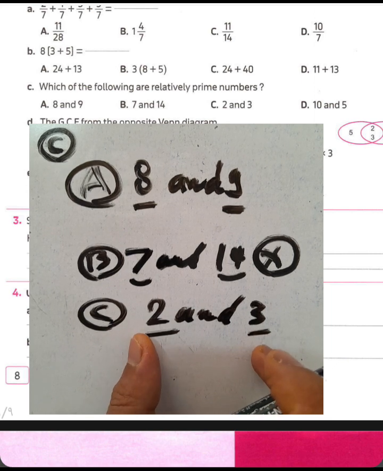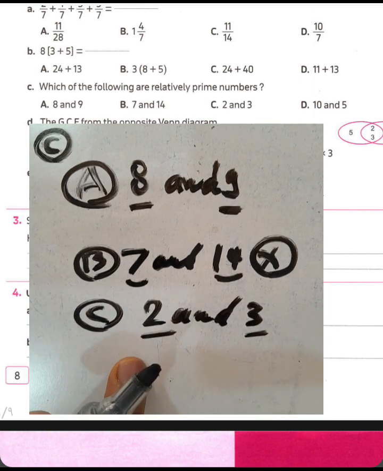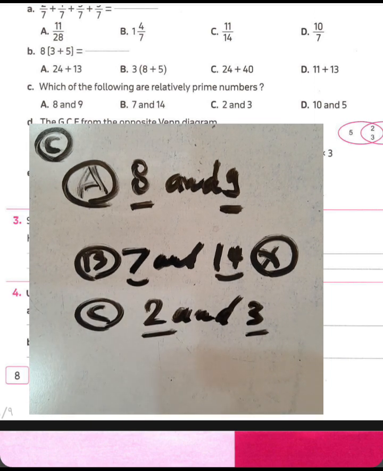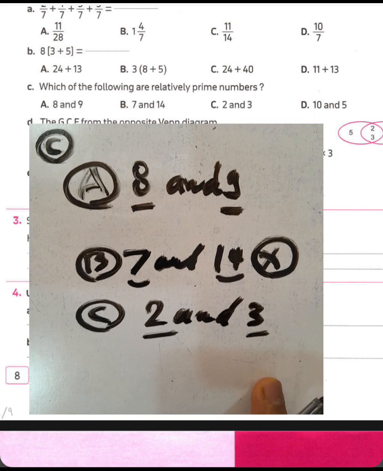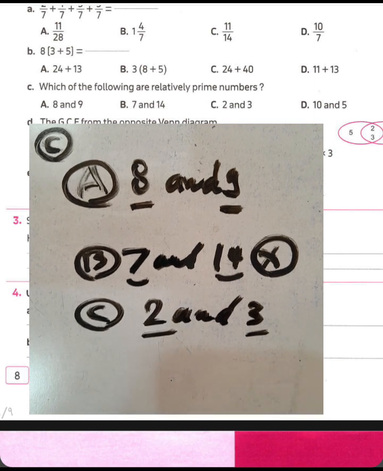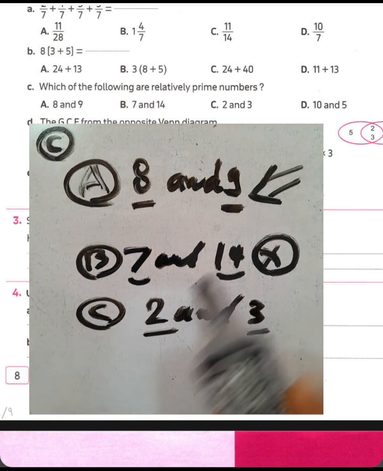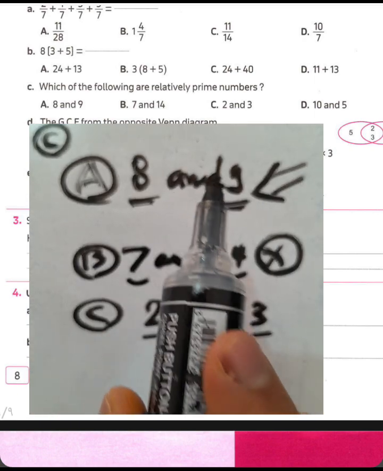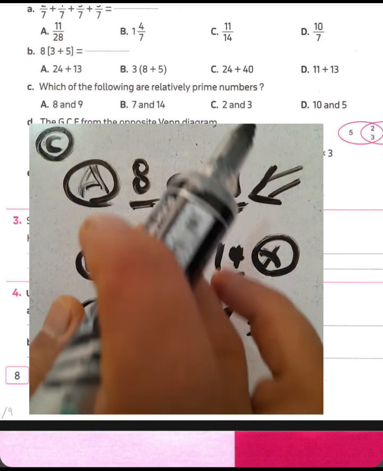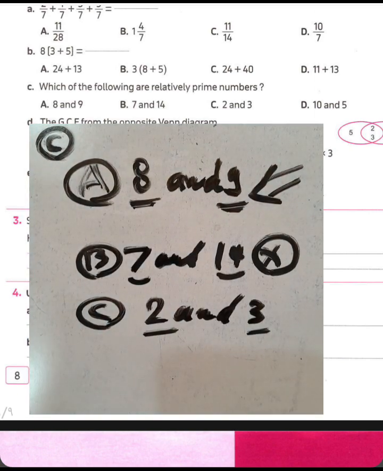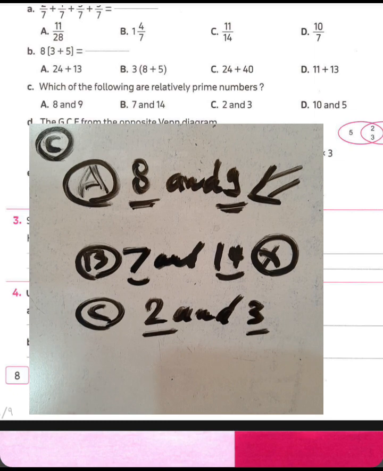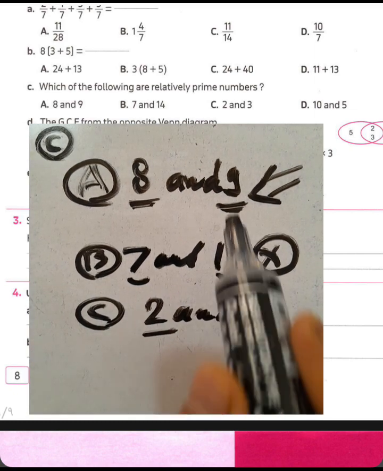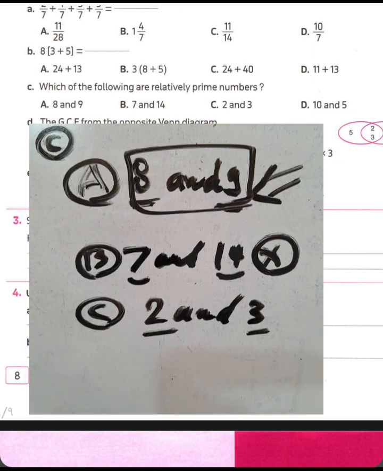We know 2 and 3 can be divided by 1 only, because 2 and 3 are prime numbers, and we know a prime number has only 2 factors, itself and 1. Don't choose 2 and 3, okay? But we must choose 8 and 9. Understood? Because 8 and 9 can be divided by 1 only. We have a relation between them: 8 and 9 are relatively prime numbers.